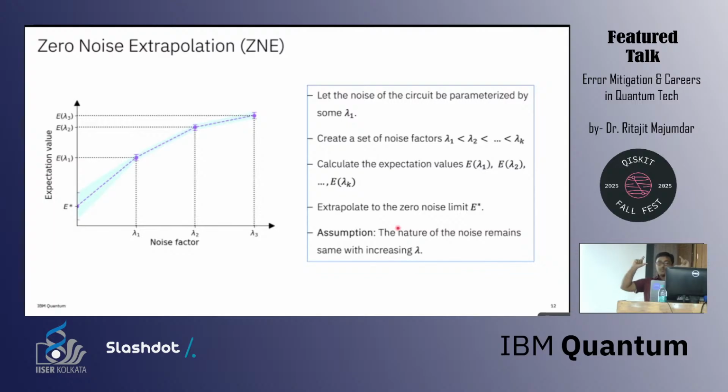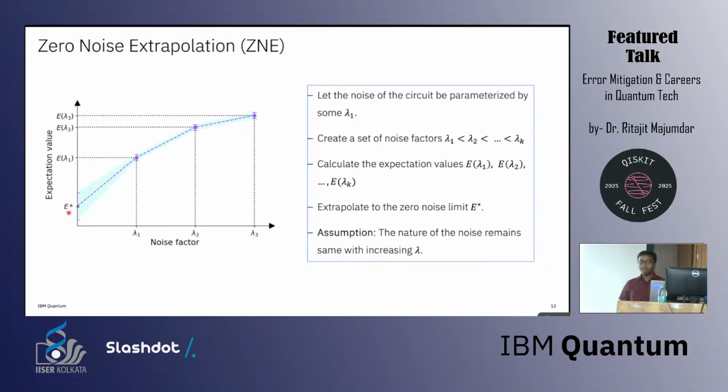Now once we have this, we can just treat it as a set of data. We have a set of data, we need to fit a curve here, and then we just extrapolate it. This value E star gives an estimate of what the expectation value would have been if there were no noise in the system. Just to emphasize one point again, this is in no way removing the noise in the system. I am not removing the noise. I am using some extra resource to get an estimate of what it would have looked like if there were no noise in the system, right?